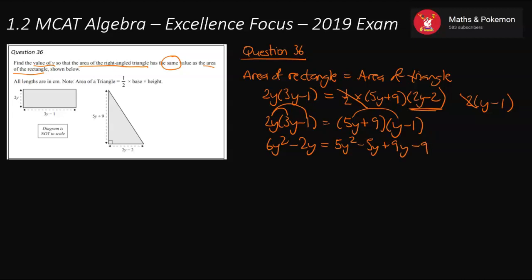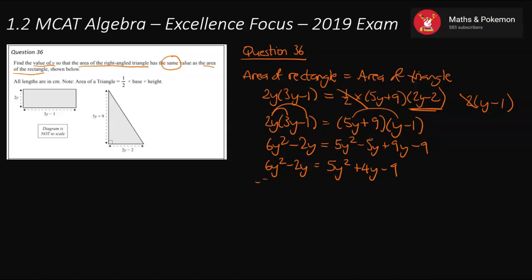I can now simplify the y's I've got on the right hand side. So that's going to be 6y squared minus 2y, that's equal to 5y squared plus 4y minus 9. I've got a quadratic equation, so I'm going to go ahead and simplify it. The bigger y squared is over here, so I'm going to look to move everything to the left hand side, make sure that right hand side is equal to 0.